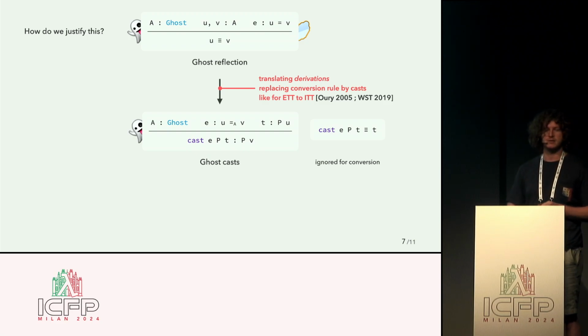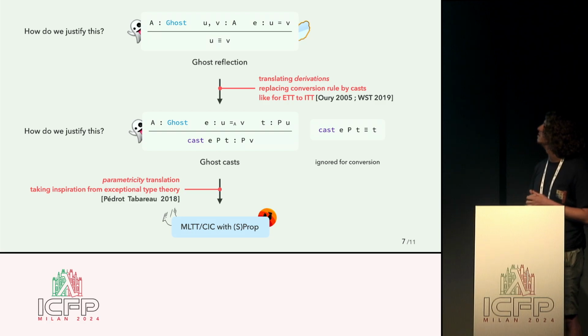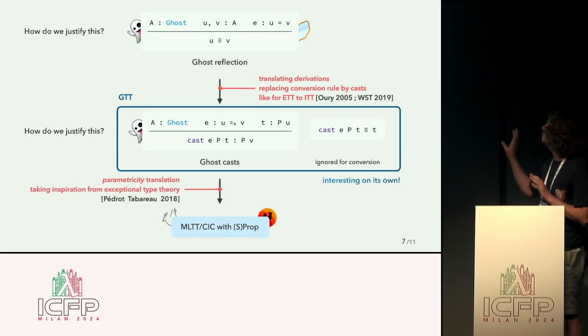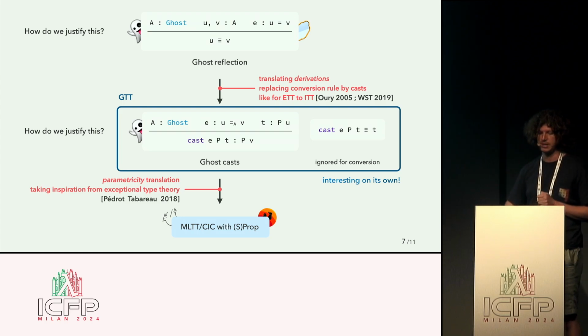Of course, the question now is, how do I justify this one? And this time I can just go to some type theory that we know and love and that we know has nice properties, like Martin-Löf type theory. The idea is to use some form of translation that's akin to parametricity, following the idea of exceptional type theory. So I would say that the one in the middle is actually interesting on its own. So for now, I'm going to focus on the lower part of this diagram.